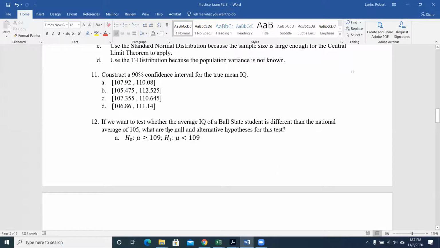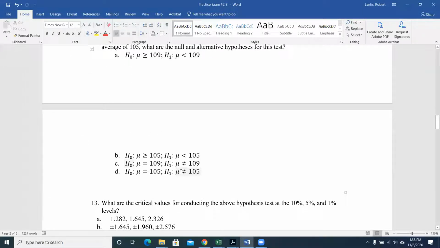If I want to identify null and alternative hypotheses, whatever you're trying to test for, that's what your alternative hypothesis is. I'm not trying to trick you in any of these. If I want to test whether the average IQ of a Ball State student is different than this national average of 105, well, I'm wanting to test against that value of 105. Is it different than 105, which is really saying, is it anything other than 105, or not equal to 105? So not equal to 105 is my alternative hypothesis, which means I assume the opposite is true, which is that it's exactly equal to 105.